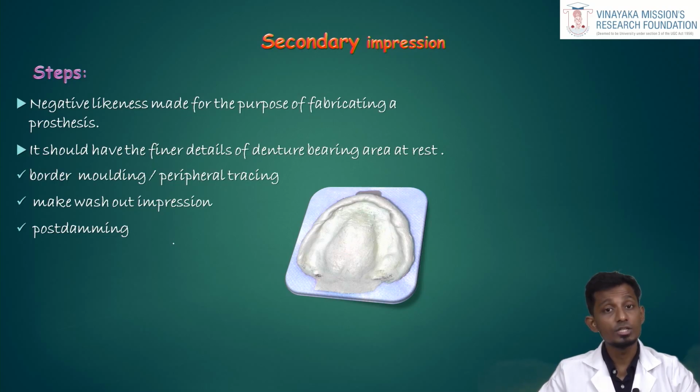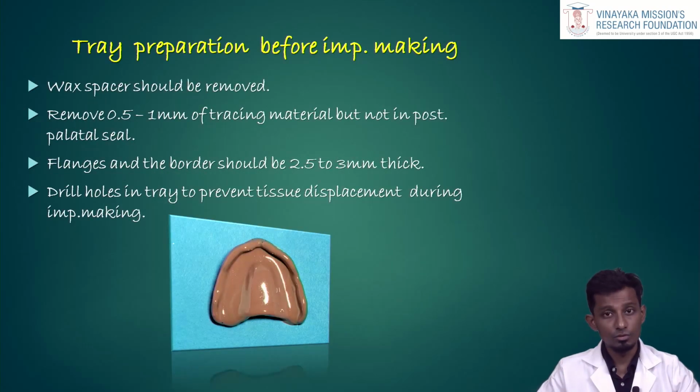However, when a secondary impression is made, care must be taken that every detail is replicated in your master cast, because this is going to be the intaglio surface of the complete denture, which will directly influence the retention, resistance and support stability of the complete denture. Coming to the tray preparation before the impression making, a wax spacer which was placed in your custom tray is removed, and 0.5 to 1 mm of tracing material is removed in order to give space for the wash impression, except in the posterior palatal seal area.